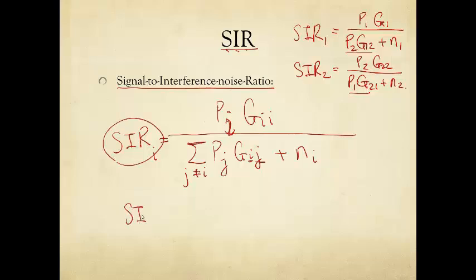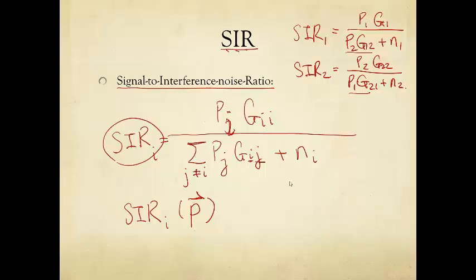SIR for each transceiver pair I, the received signal to interference ratio for pair I, is really a function of the entire power vector P. It's not just a function of your own power, but also a function of others' power. That is the mathematical representation of the very physical fact of interference in wireless communication.